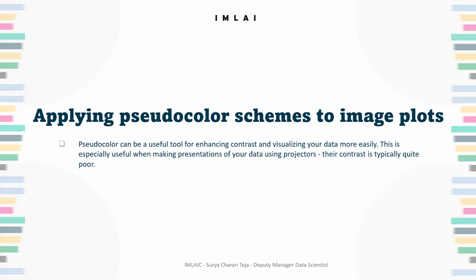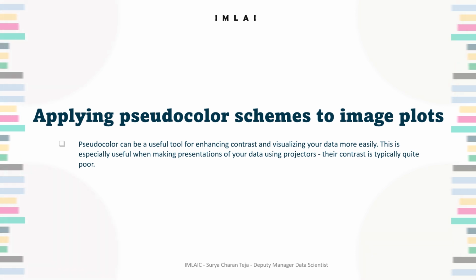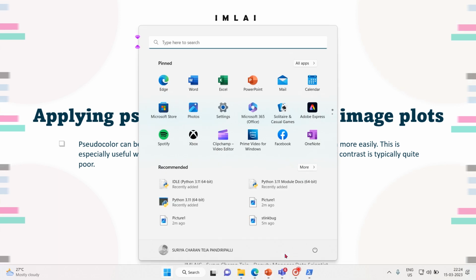This is especially useful when making presentations of your data using projectors, as their contrast is typically quite poor. Pseudocolor is only relevant to single channel grayscale luminosity images. We currently have an RGB image. Since R, G and B are all similar, we can just pick one channel of our data using array slicing. So that's what we are going to do. Let's get into the action.